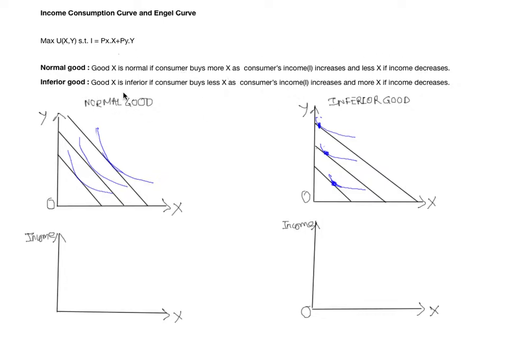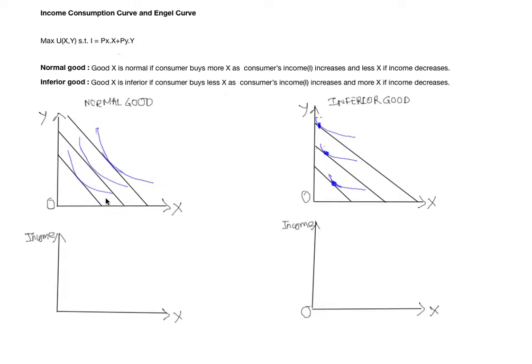An inferior good, on the other hand, shows an inverse relation between the good and the consumer's income. That is, if the consumer's income increases, the consumer would buy less of that good, and if the consumer's income decreases, then the consumer will buy more of that good. Whether a good is normal or inferior entirely depends on how the consumer consumes as his or her income changes. A good may be a normal good to consumer 1, but it may be an inferior good to consumer 2.